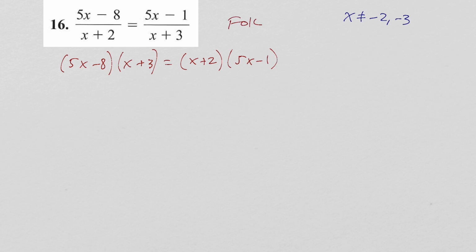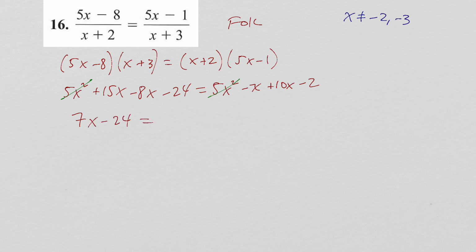And I'm going to FOIL on each side. First on the left is 5x squared. The outer is a positive 15x, the inner is a negative 8x, and the last is negative 24. On the right, my first is 5x squared, my outer is negative x, the inner is a positive 10x, and the last is a negative 2. I'll subtract 5x squared from each side, and that goes away. So I have 15x minus 8x is a 7x, and negative x plus 10 is a positive 9x.